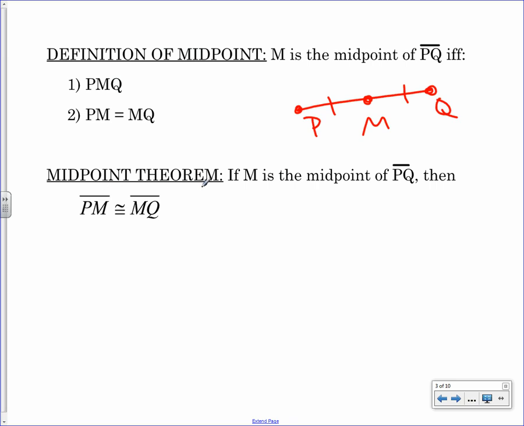And then for midpoint theorem, if M is the midpoint of line segment PQ, then that must mean line segment PM is congruent to line segment MQ. That all is talking about that same picture that I have right there. Is that all right? It means it's in the middle. If it's in the middle, then those two pieces must be the same. Okay?